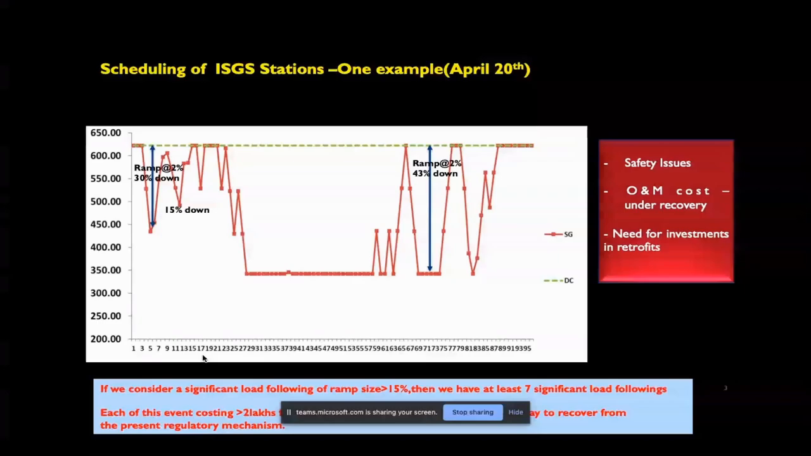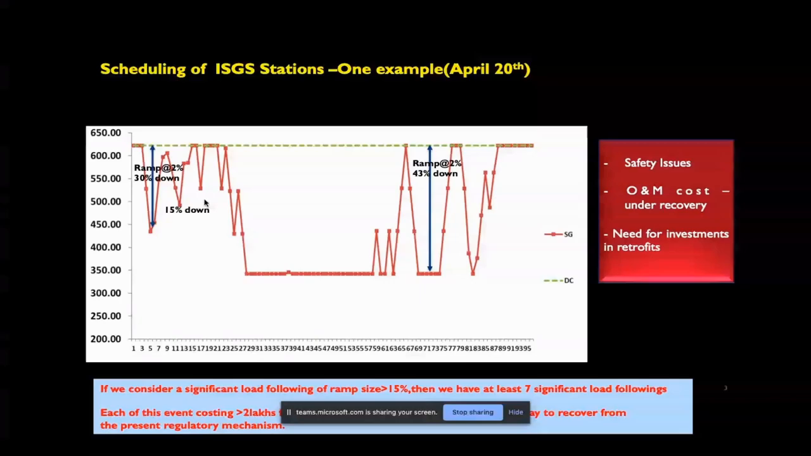So here, this is the scheduling of a typical ISGS station for one day. I've taken it for April 20th. Many of the stations, it's not because of RE entirely. There are many reasons. SCD one is one reason, and there can be reasons on the demand side. Again, the recent COVID has thrown this up. It was already happening in the Indian power sector, but it has accelerated with the present COVID scenario.